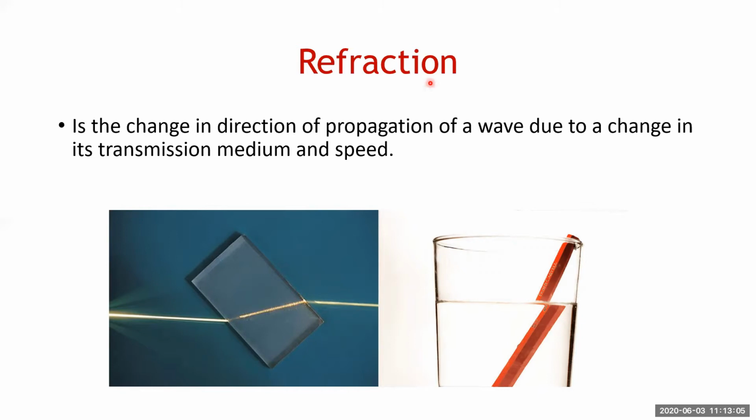And simply put, this is basically the concept of refraction, which is the change in the direction of wave propagation due to the change in the transmission medium and speed. So you see very nice examples here of light going from air to glass and back out to air again, and then this is just air and water. Everyone's kind of seen this before.